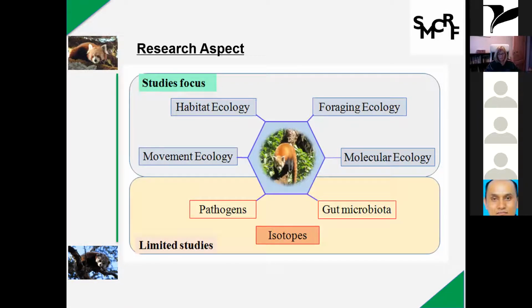From the research point of view, most of the studies of red panda focus on habitat ecology, foraging ecology, movement ecology, and molecular ecology. However, there are few studies on pathogen, gut microbiota, and isotope. So in future, these areas, pathogen, isotope, and gut microbiota, are important aspects to understand species ecology to protect the red panda in the wild as well as in captivity.